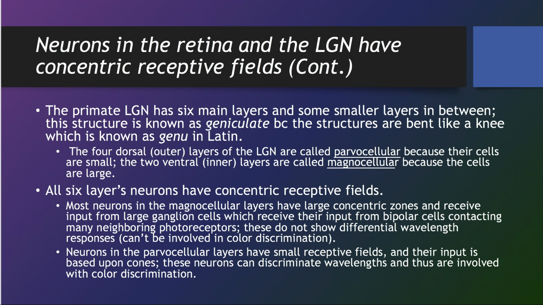Most neurons in the magnocellular layers have large concentric zones and receive input from large ganglion cells, which receive their input from bipolar cells contacting many neighboring photoreceptors. These do not show differential wavelength responses, which means they can't be involved in color discrimination. Neurons in parvocellular layers have small receptive fields, and their input is based upon cones. These neurons can discriminate wavelengths and thus are involved with color discrimination.